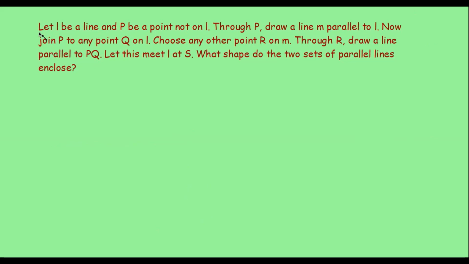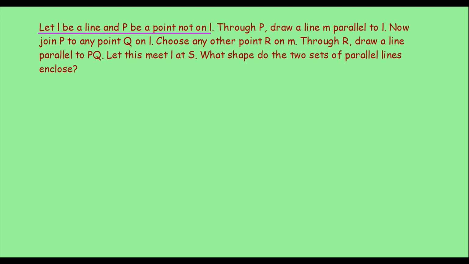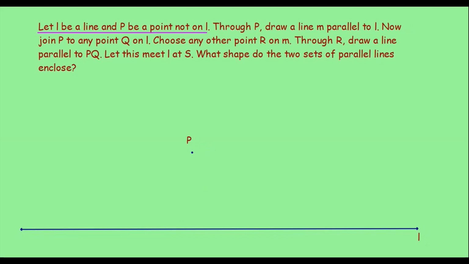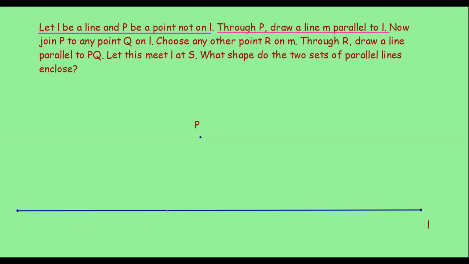Here is your third question. Let L be a line and P be a point not on L. Let's draw it. Here L is the line and P is the point not on line L. Now you have to draw a line through P. Draw a line m parallel to L. For that, take a point M on L and join PM.